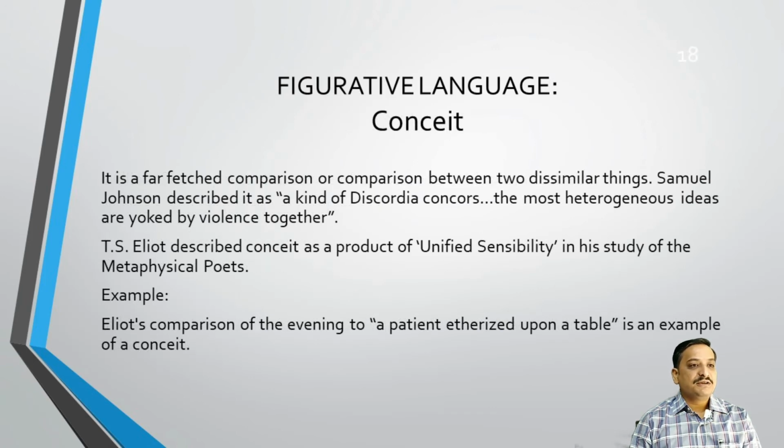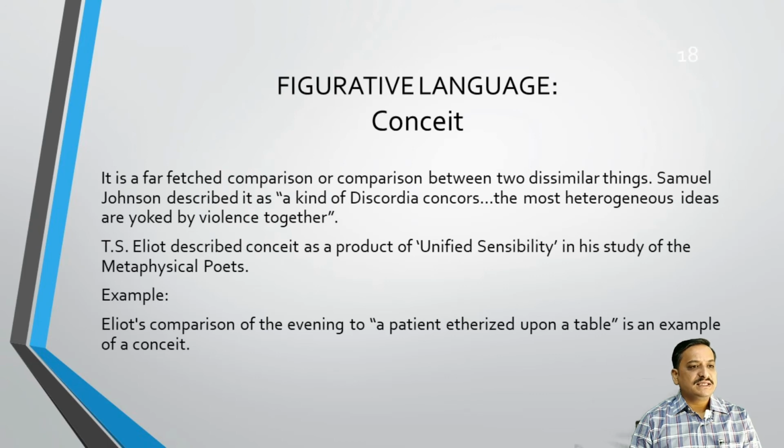The next literary device is a conceit. Conceit is a far-fetched comparison between two dissimilar things. Samuel Johnson described it as a kind of discordia concors: the most heterogeneous ideas are yoked together by violence. T.S. Eliot described the conceit as a product of unified sensibility in his study of the metaphysical poets. Conceits are famously used by the metaphysical poets, which we'll learn about in the later chapters.